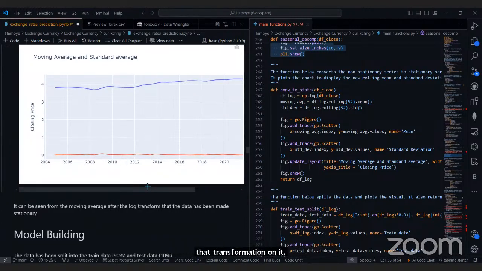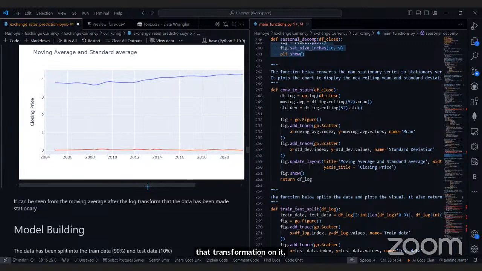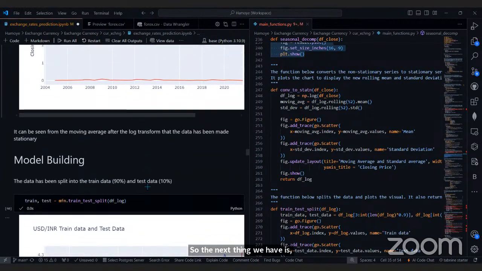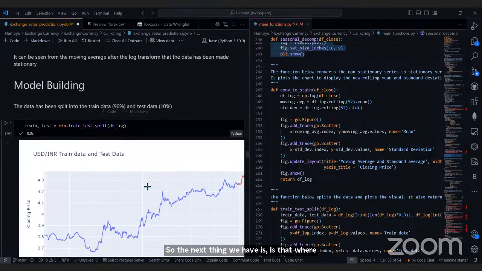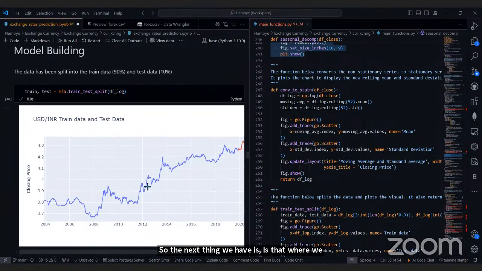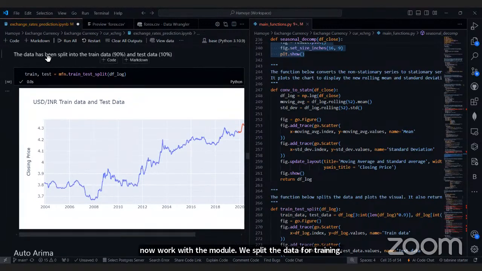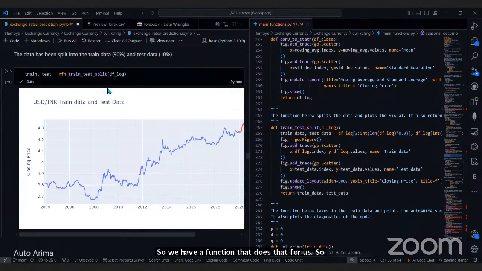So the next thing we have is the part where we now work with the model. We split the data for training. We actually used 90/10, so our training data set was 90 and our test data set was 10. We have a function that does that for us, so we just need to unpack the results.